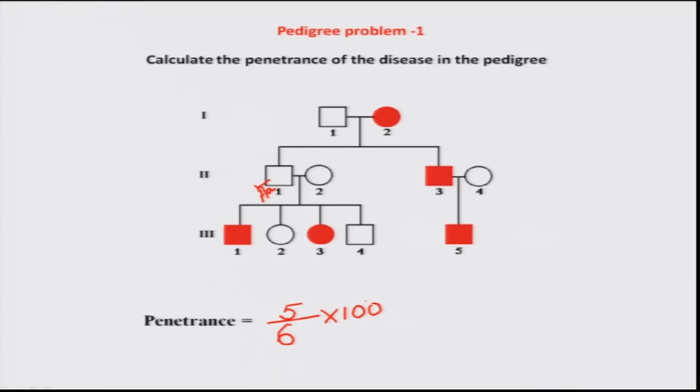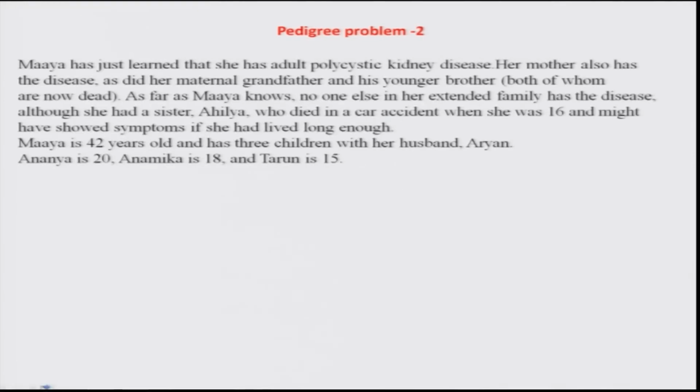Now let's look into the second problem. The second problem is a bit big, and I'll go through it. Maya has just learned that she has adult polycystic kidney disease. Her mother also has the disease, as did her maternal grandfather and his younger brother, both of whom are now dead. As far as Maya knows, no one else in her extended family has the disease.